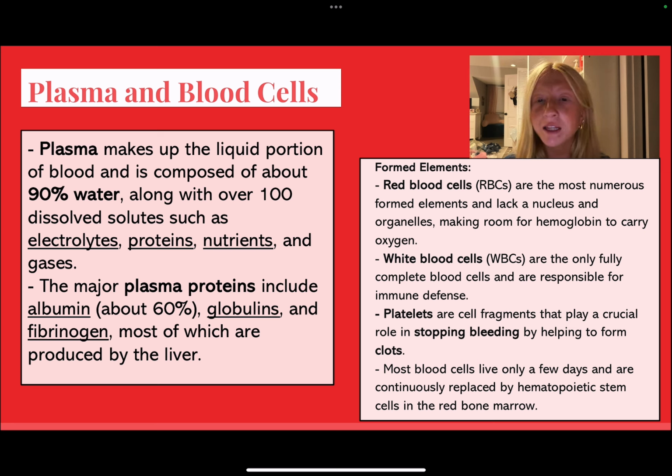Other things you will find in the blood are red blood cells, which are the most numerous formed element, and they lack a nucleus, which makes room for hemoglobin to carry oxygen. White blood cells are the only fully complete blood cells, and these help with immune defense. Platelets are cell fragments, and these play a role in stopping the bleeding and help form clots. Most blood cells live only a few days and are continuously replaced by the hematopoietic stem cells in the red bone marrow.